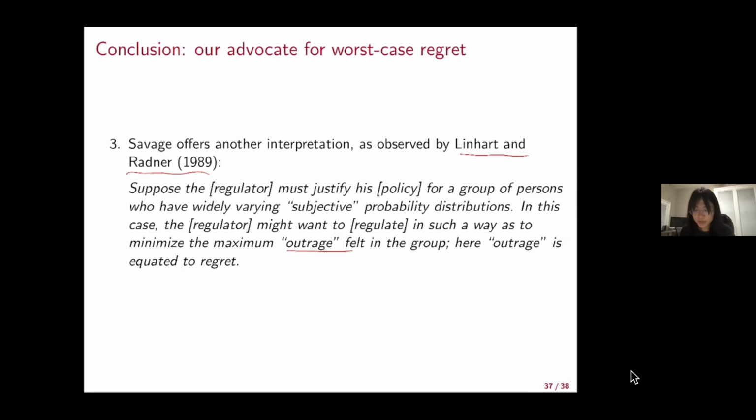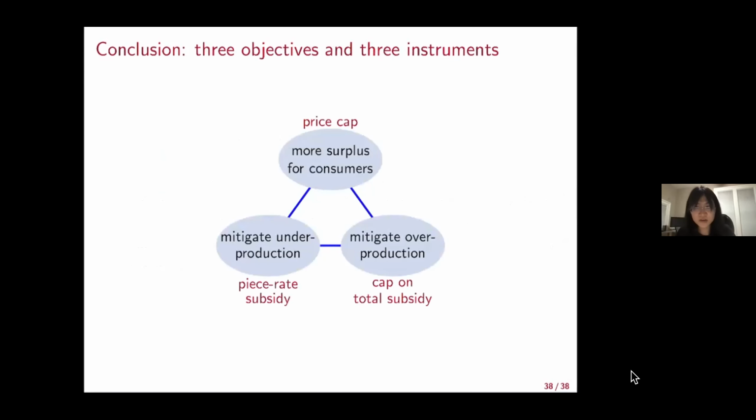Okay, so the main takeaway of our paper is actually very simple. Using this approach, we decompose the regulator's objectives into 3 sub-objectives. He wants more surplus for the consumers. He wants to mitigate the underproduction. He also wants to mitigate the potential overproduction induced by his policy.